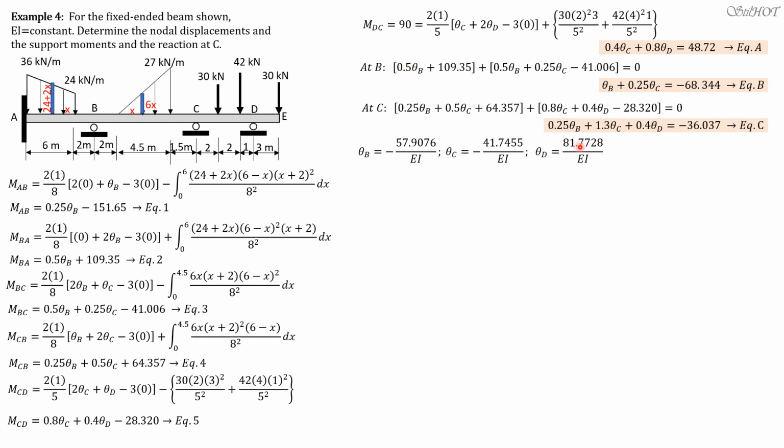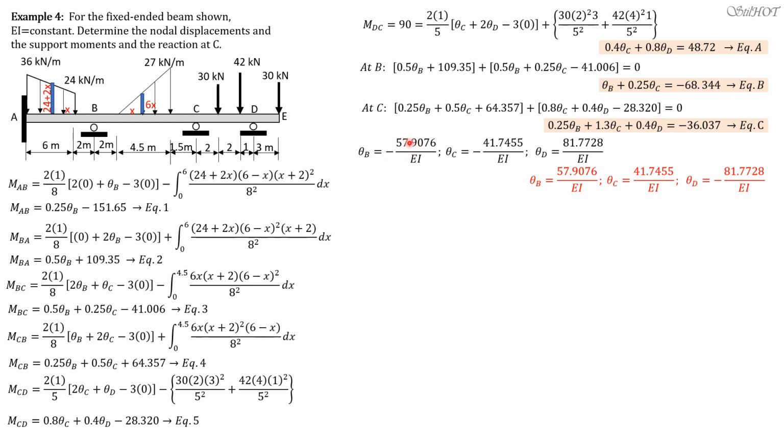So therefore, for the slopes, we get theta B equals positive 57.9076 over EI, meaning of that it's counterclockwise. Theta C is 41.7455 over EI, and theta D is negative 81.7728 over EI. But when we compute for the moments, because we already established these moment equations here, we use the original values as results from slope deflection equation.